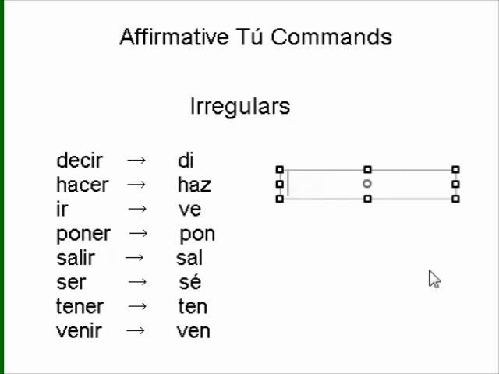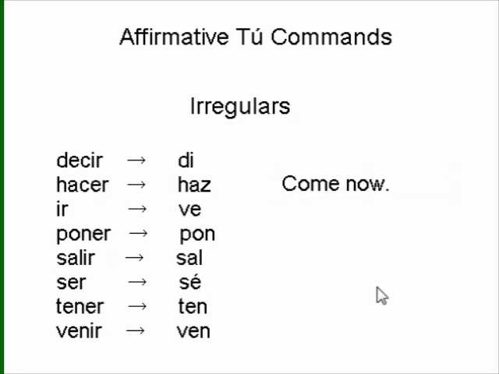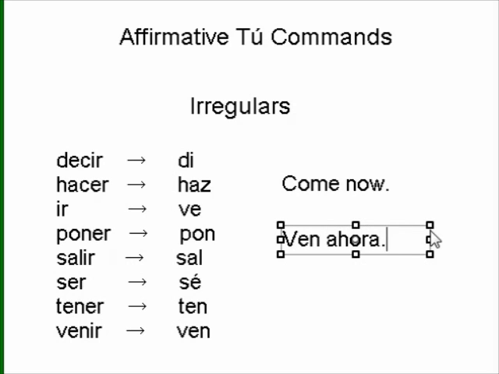So for instance, if we wanted to say come now, we would just take the command for venir, which means to come. That command is ven. So we would say ven ahora. So there's nothing tricky about actually using these. It's just that we do have to memorize them as irregulars, and we have to remember what those irregular forms are.